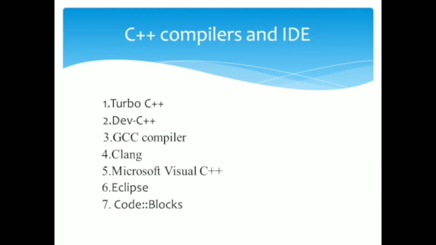Clang is a compiler. It is also open source. Clang supports multiple platforms such as Windows, Mac, Linux. Microsoft Visual C++ is a compiler and integrated development environment for Windows operating systems.